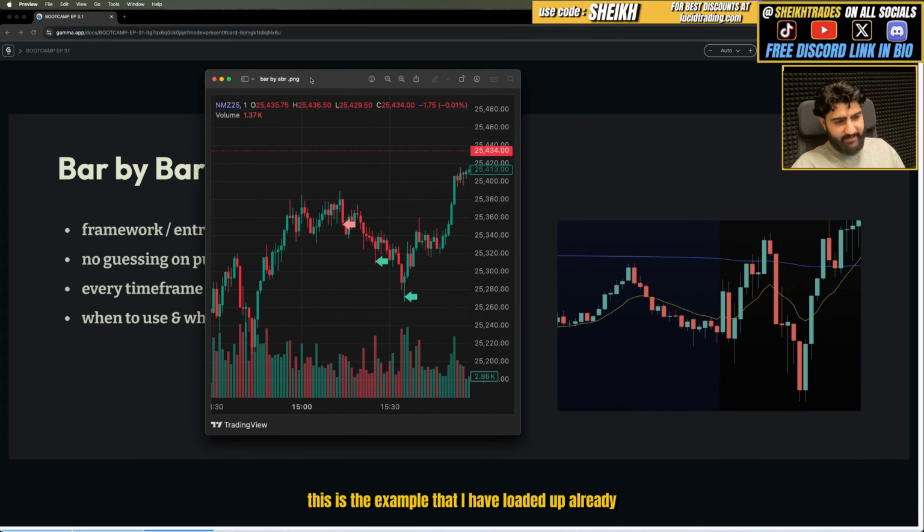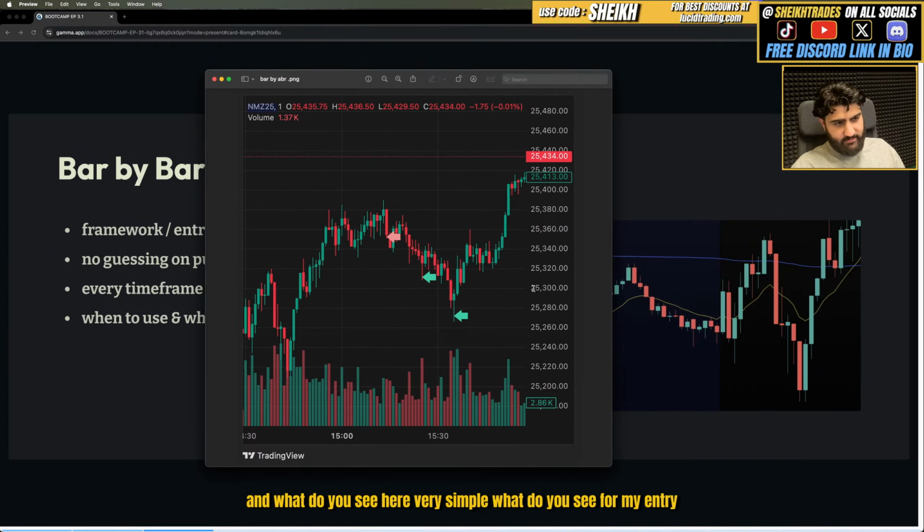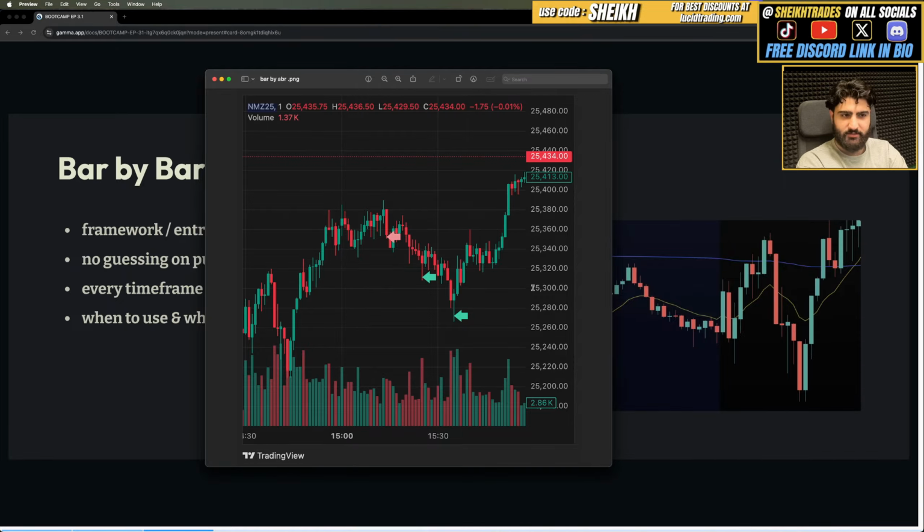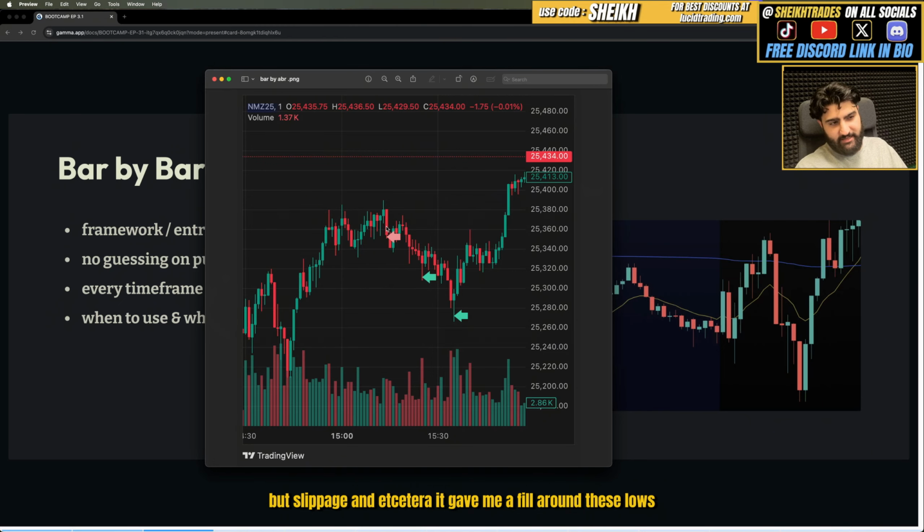This is the example that I have loaded up already. And what do you see here? Very simple. What do you see from my entry? You could see that I took that short as it rolled over. I'm not going to get into whatever's happening here. As I said, it's all going to be out of context. I'm going to go over the other models in a bit. I took this short. Well, ideally, I should have taken this short right here. But slippage, etc. It gave me a fill around these lows. I took this short right here.